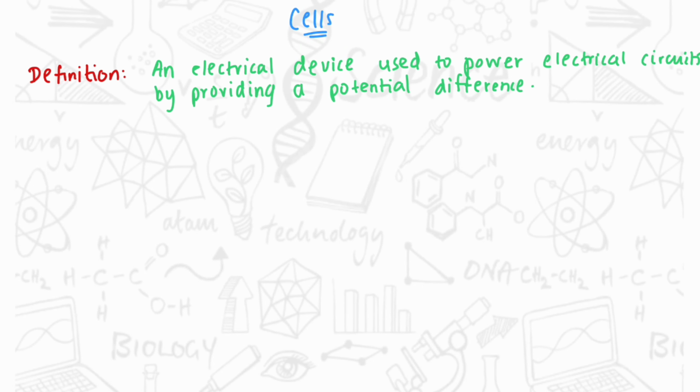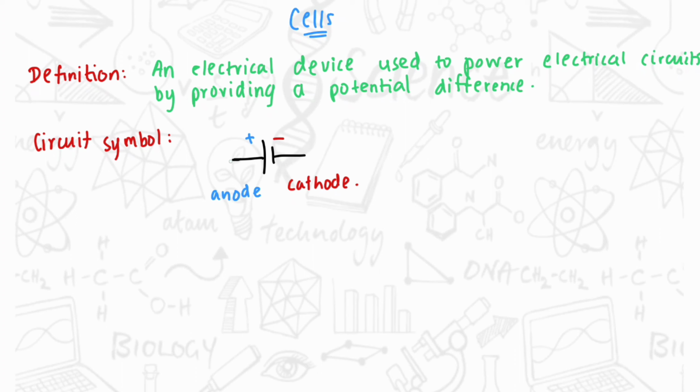Here we'll be learning about cells. The definition of a cell is that it is an electrical device used to power electrical circuits by providing a potential difference. And this is the circuit symbol of a cell. It is represented by two lines. The longer side is known as the anode, which is the positive terminal, and the shorter side is known as the cathode, which is the negative terminal.